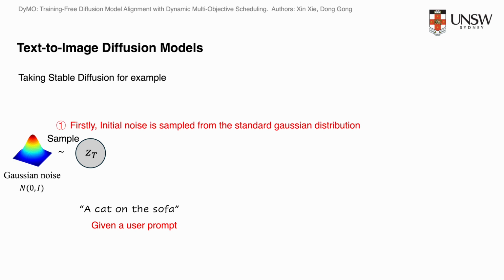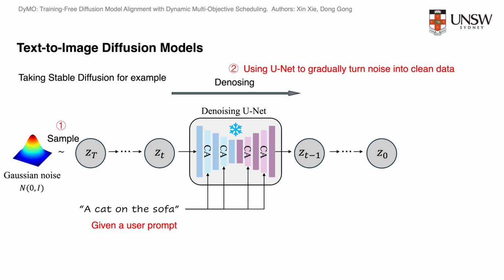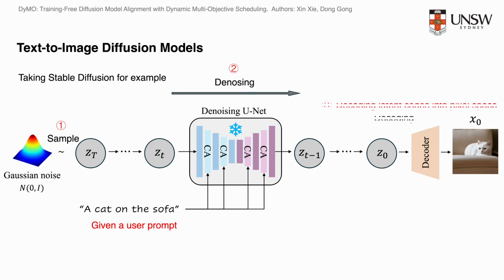First, sampling the random Gaussian noise. Then, using a U-Net to gradually denoise the latent over time steps. Finally, we decode the clean latent into a clean image. While powerful, these models often fail to align well with human intent.